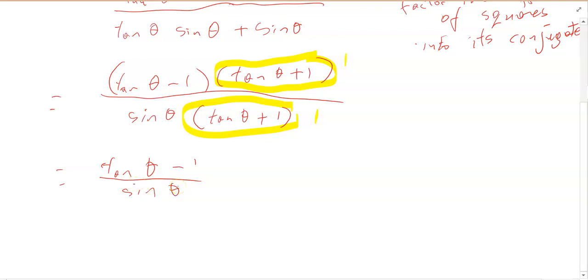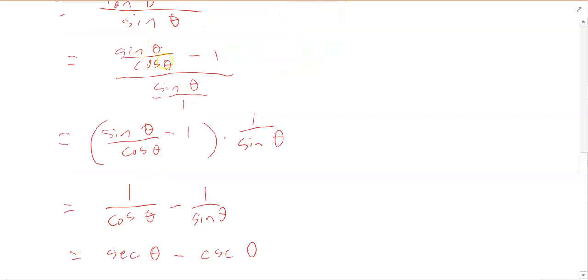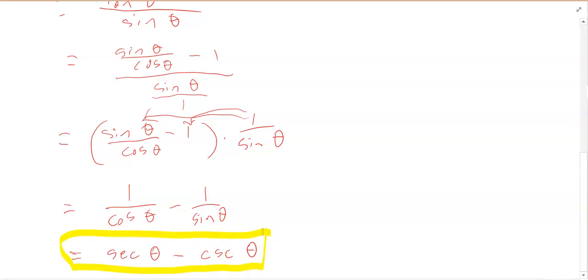And then from that, we try to simplify. We know that tan theta is the same as sine theta over cosine theta. So we have sine theta over cosine theta minus 1, divided by sine theta, and then invert sine theta over cos theta minus 1. You distribute this 1 over sine theta into it, and we end up with 1 over cos theta minus 1 over sine theta. And so this simplifies to secant theta minus cosecant theta. And we are done. Thanks for watching. See you next lesson.